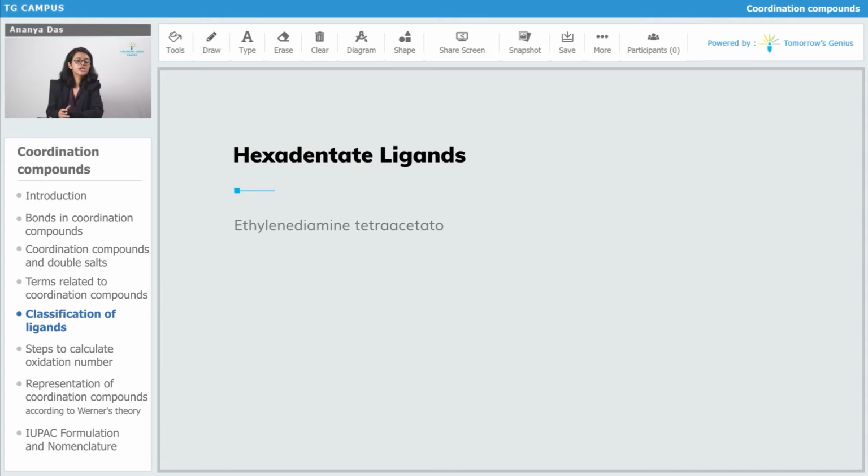So ethylenediamine triacetato is a pentadentate ligand, and if you remember the pentadentate ligand that we did in the previous slide, it was ethylenediamine triacetato. This one is ethylenediamine tetraacetato, which means it has one more acetate. So let's look at how it looks.